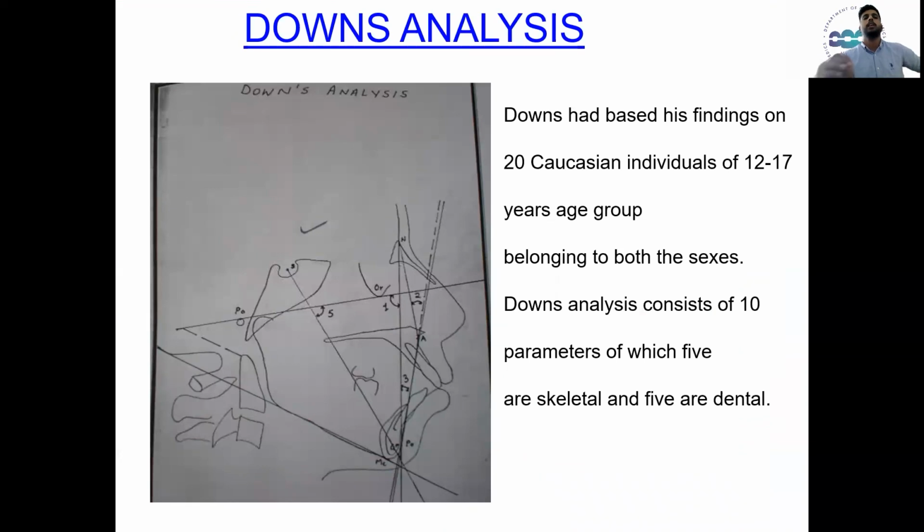Next comes the Downs analysis. Downs analysis is based on 20 Caucasian individuals of 12 to 17 years of age belonging to both sexes. Downs consists of 10 parameters mainly. Five are dental and another five are skeletal parameters.